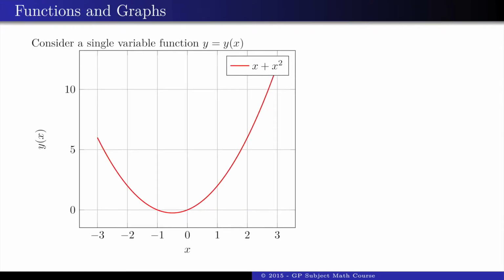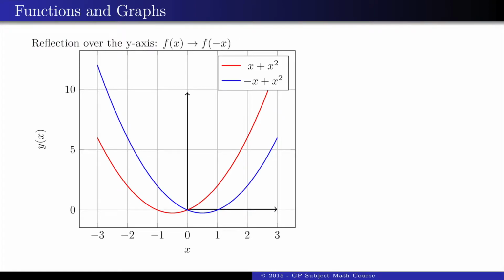What happens to the graph if we replace all the x's by minus x's? We are reflecting the graph over the y-axis. An even function is invariant under this reflection. Easy to remember since x to the power of an even integer is an even function.